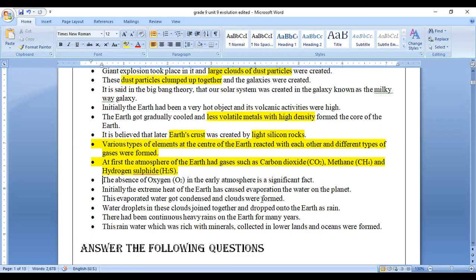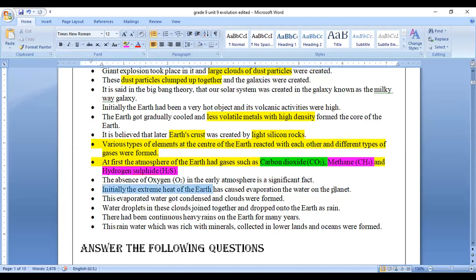In the first atmosphere, according to this note, there were 3 gases. Actually, there were many other gases also, but according to your syllabus, we don't need to go beyond the syllabus limit, my children. Even this is too bulky for you. So what gases were present in the first atmosphere? Carbon dioxide, methane, and hydrogen sulfide.